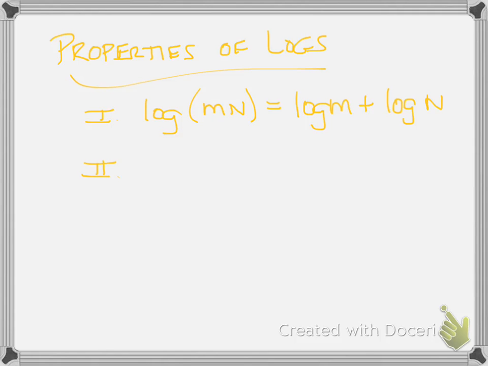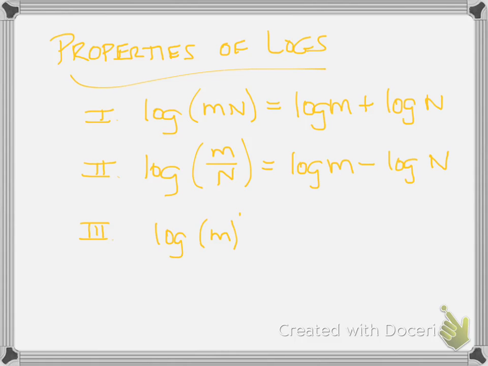Second property, when you have the log of a quotient, log of m over n, that can be rewritten as log of the numerator minus log of the denominator. Third property, if I have log of a number and that number is raised to a power, that is the same thing as bringing the power in front and multiplying it times the log of the number. So let's look at a couple examples.